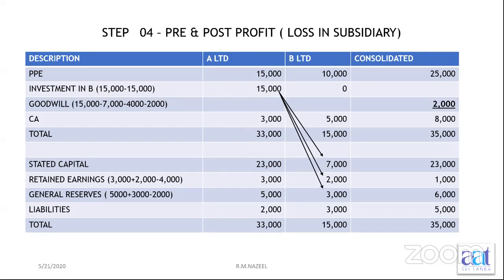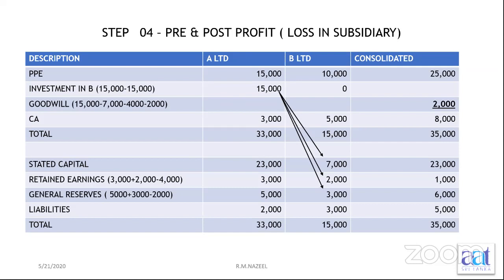Right. So under this variation, we had a post-loss. Might be in the exam, you can have a pre-loss also, right? So be careful and prepare a working like a statement of changes in equity. So you will be able to understand that it is clearly formed, right?